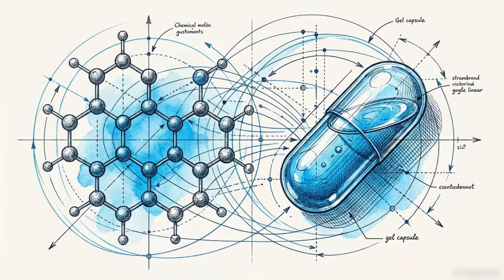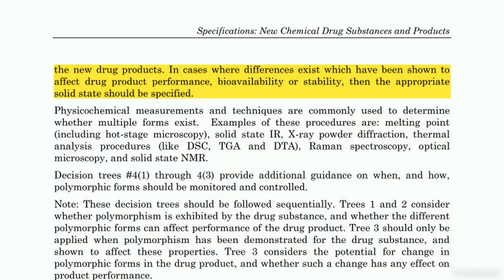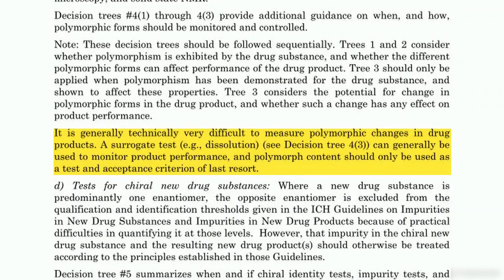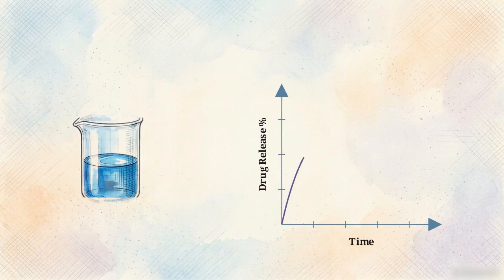Below the baseline, we find the specific tests. These parameters are not universally applied. They are dictated entirely by the drug's physical chemistry and the chosen commercial dosage form. If a new drug substance exists in multiple crystalline forms affecting bioavailability, the manufacturer must establish stringent solid-state specifications. Since measuring polymorphic changes directly within a finished drug product is difficult, Q6A favors surrogate tests, like dissolution, to monitor performance. For immediate release solid oral dosage forms, dissolution testing sets the baseline expectation. Measuring the precise drug release rate in vitro ensures consistent in vivo performance across every manufactured batch.